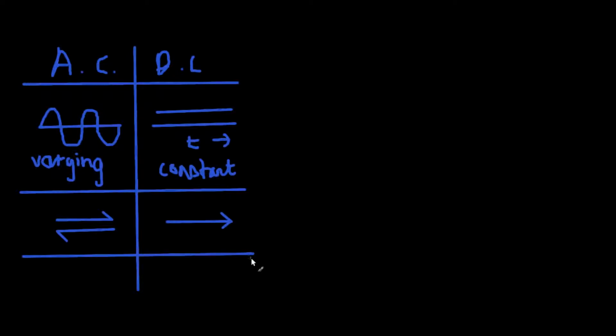And a third minor difference is the source that you get these two from. AC is, of course, what we just studied, that's a generator. That's how you get AC. For DC, you have your cells and batteries. I'll try and draw one here. Okay, so this is a cell. It doesn't look like one, but it is.